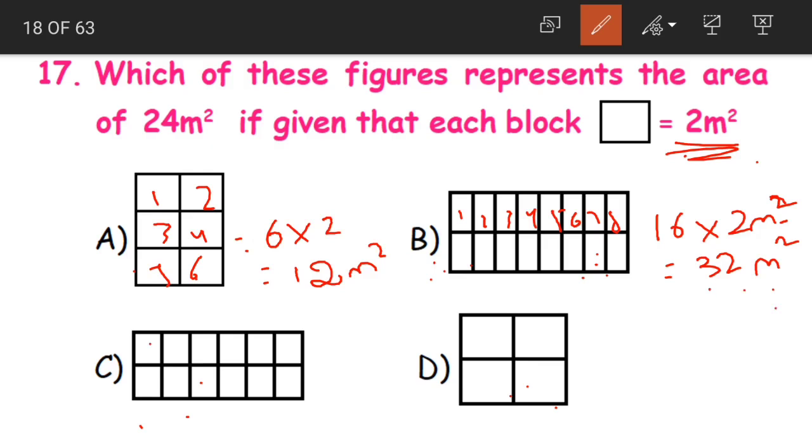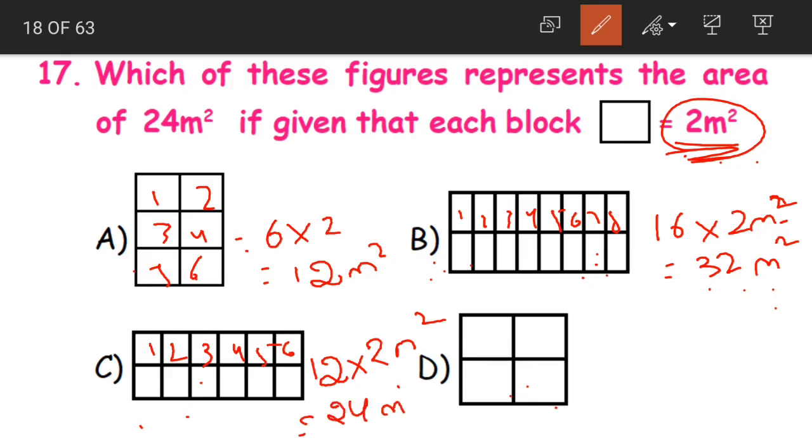Now area of figure C, 1, 2, 3, 4, 5, 6. In total we have 12 squares into area of each square, 2 meter square. So 12 into 2 is equal to 24 meter square. Yes, we have found our figure, that is nothing but option C, the figure that has the area as 24 meter square.